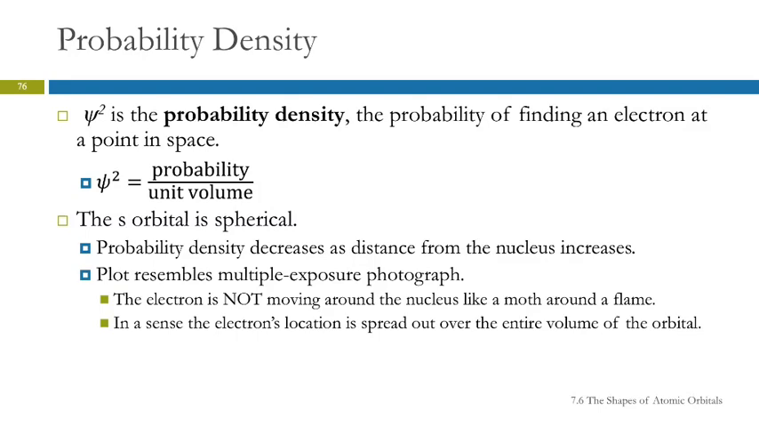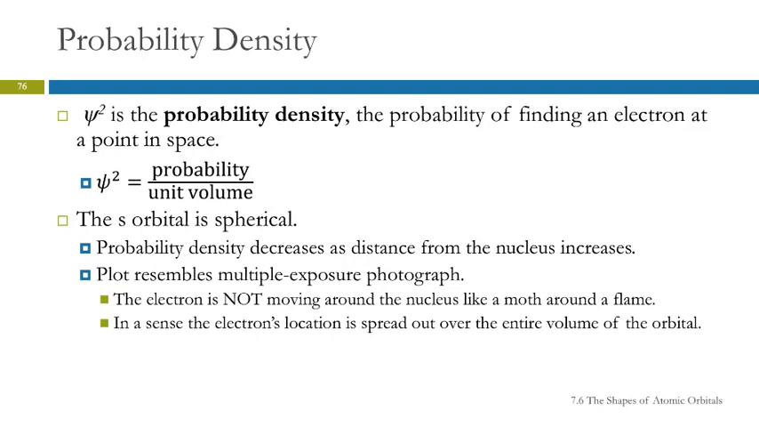It's important to understand that the electron is not moving around the nucleus like a moth around a flame. Sometimes we think of it that way, as a squirrely little particle that's just in this area, and we don't know where it is. But it is not actually like that. In a sense, the electron is spread out over the entire volume. That's a little bit hard to understand, but remember, an electron can behave like a wave and a particle. And a wave can occupy a large volume at the same time, even though it's not actually a thing.